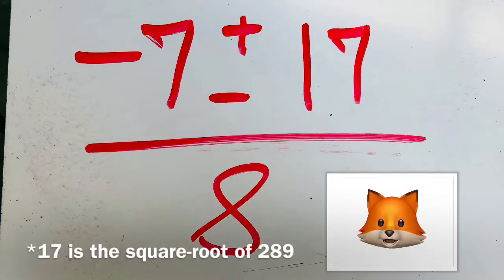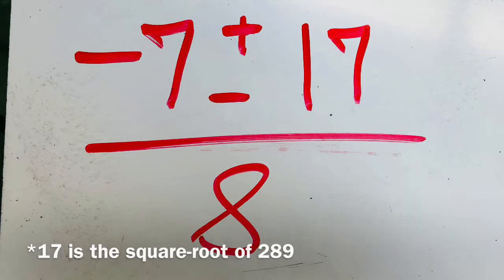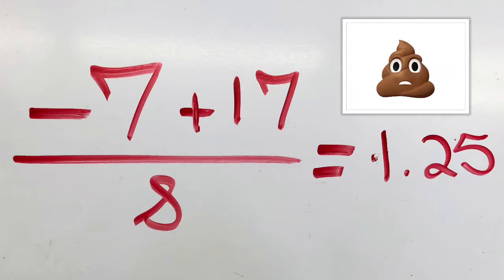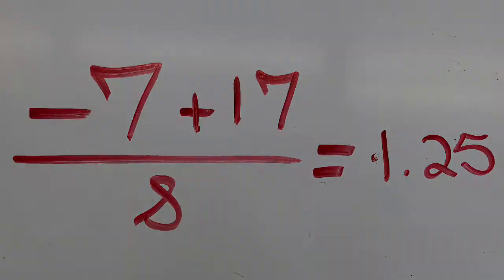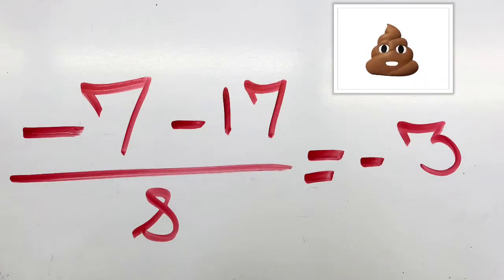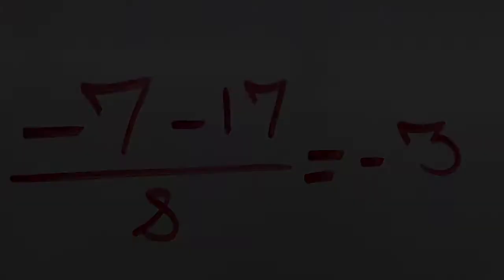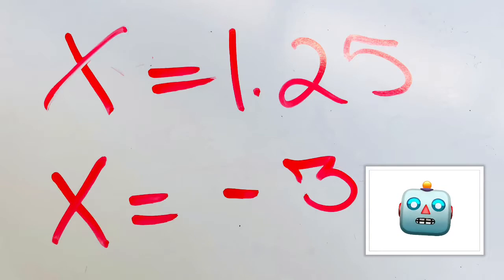The equation will be negative 7 plus or minus 17, divided by 8. So the first equation would be negative 7 plus 17 divided by 8, which will equal 1.25. The second equation would be negative 7 minus 17 divided by 8, which will equal negative 3. Lastly, our two zeros are 1.25 and negative 3.